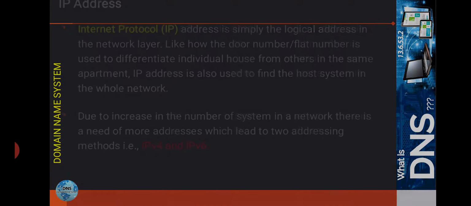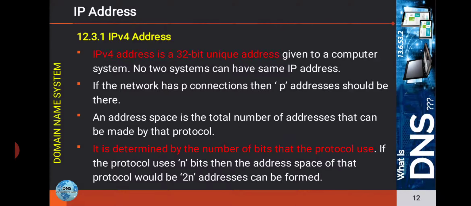So the first one is IPv4. IPv4 is a 32-bit unique address, and no two systems can have the same IP address. Did any two houses have the same flat door number? No, right? In the same way, no two systems will have the same IP address. That means each and every system has a different IP address. In networks, the IP connections are referred to by the IP addresses.